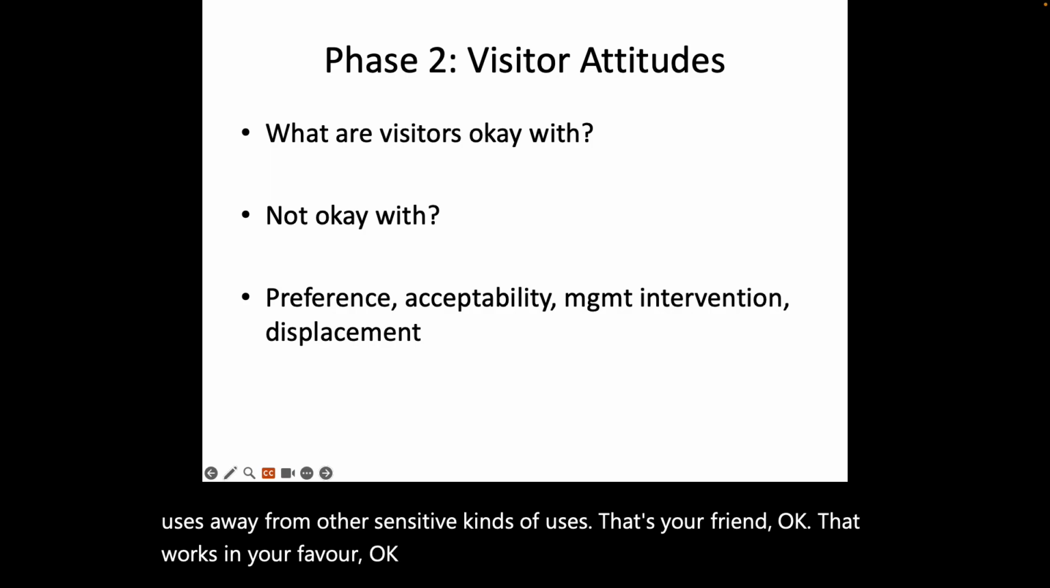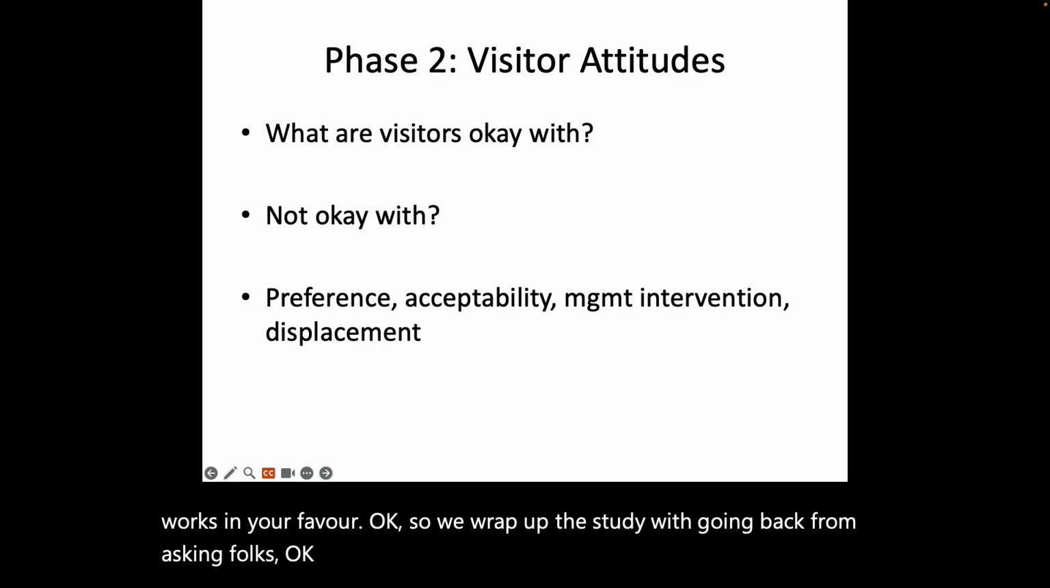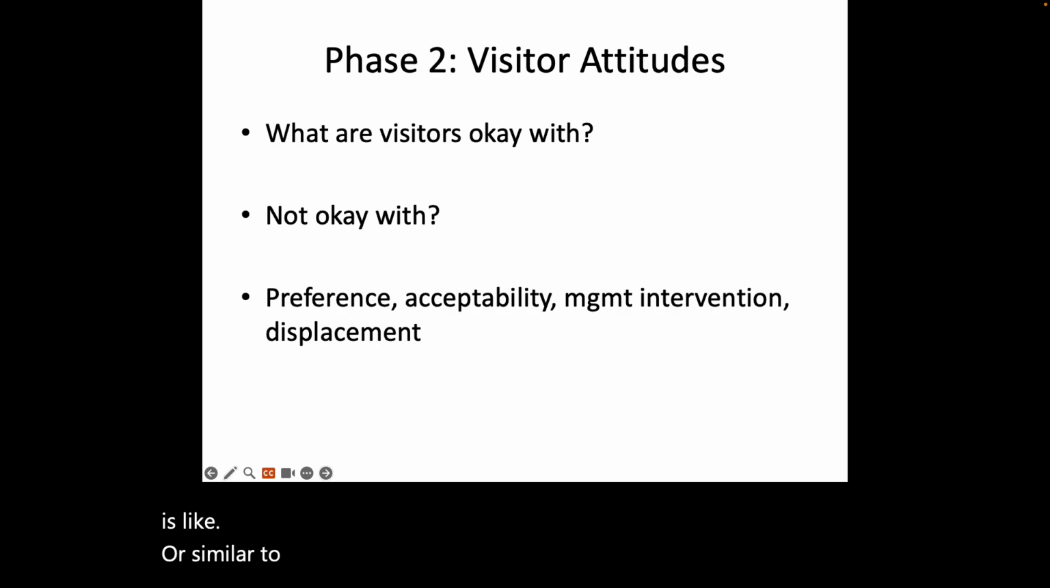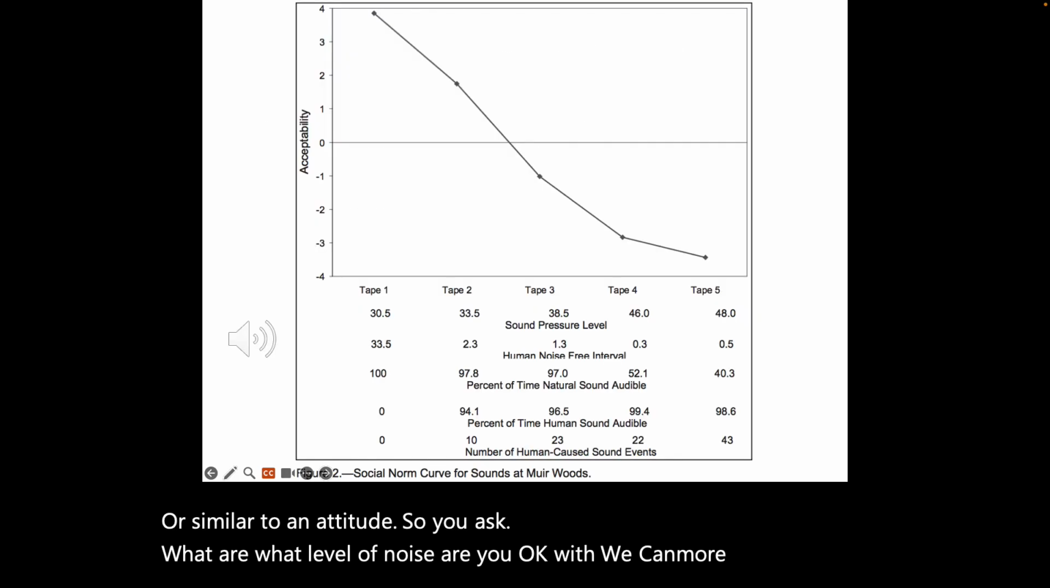Okay, so we wrap up this study with going back from asking folks, okay, what do you like, what don't you like? And we start getting the next set of things. Okay, what would you prefer? So a preference is like, or similar to, an attitude. So you ask, what level of noise are you okay with? We can more finely tune this stuff.